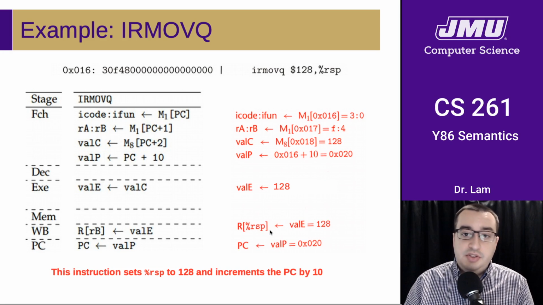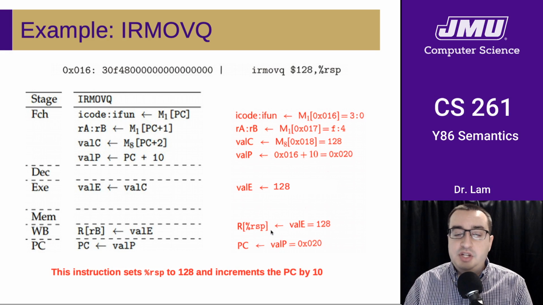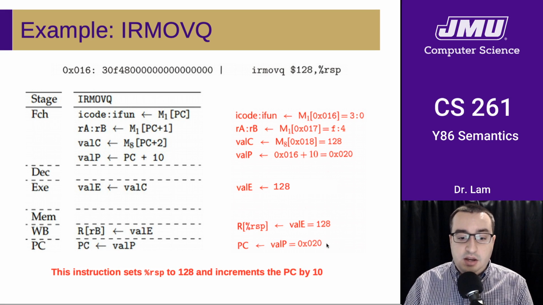The other change that's going to be visible after we finish executing this instruction is, of course, the PC update. So here we've taken the value that we calculated as the address of the next instruction, which is val-p, and we're going to save that in the program counter. So that's going to be 0x020. And so now we can see that the effects that are visible outside of this instruction are that we set RSP to 128 and we increment the program counter by 10.